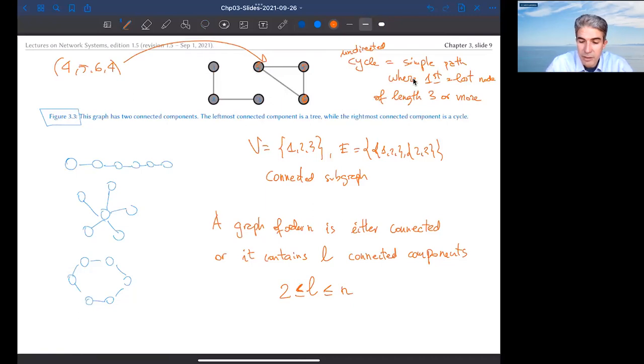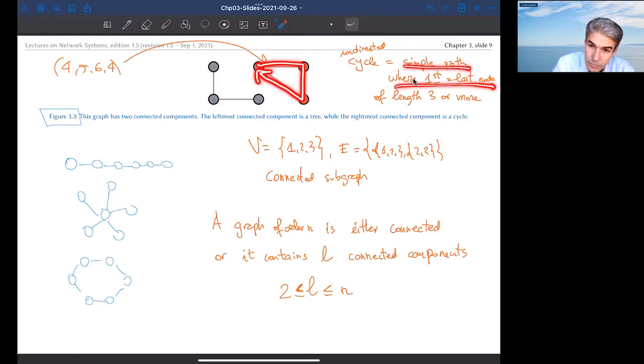That's an undirected path. It's a simple path, no node is repeated. The first and last node are equal. So I start from 4, I go to 5, I go to 6, and then I go back to 4. And it's of length 3 or more. What does length of 3 or more mean? It means that at least 3 nodes are attached. And so this is 1, 2, 3, 3 hops.